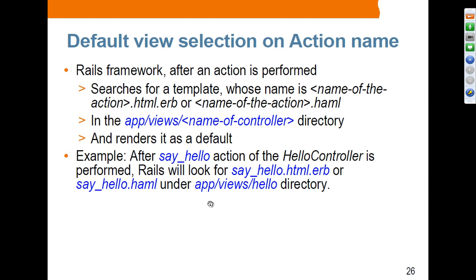The selection of the view is automatically done, and it is based on the name of the action. The example is something we have worked on all along today. So after the say_hello action of the hello controller is performed, Rails will look for a say_hello.html.erb template or say_hello.haml file under app/views and the name of the controller directory. So something we already know.